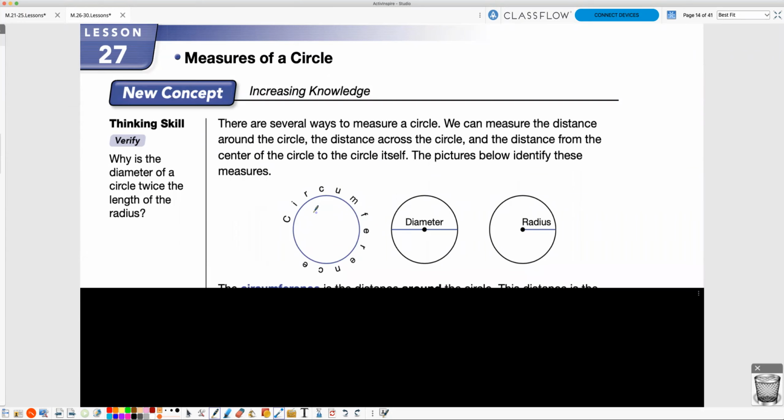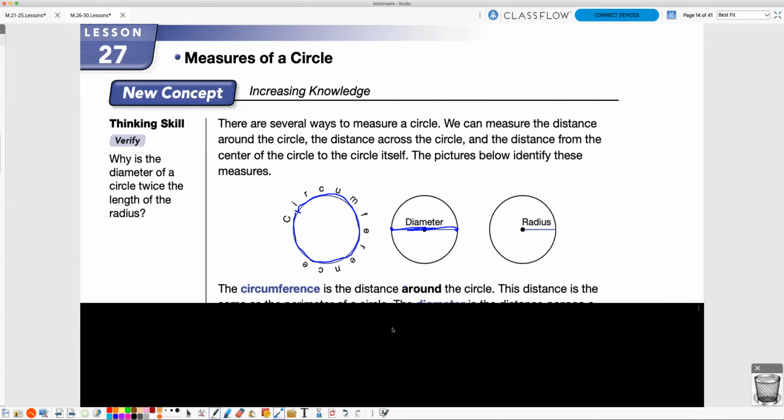So you have the circumference, which goes from one point all the way around the circle, on the circle, to that starting point. The diameter goes from one edge of the circle through the center. It's very important. It goes through the center and it goes to the other edge. Then there's the third measure of the circle, which is from the center point to the circle itself.